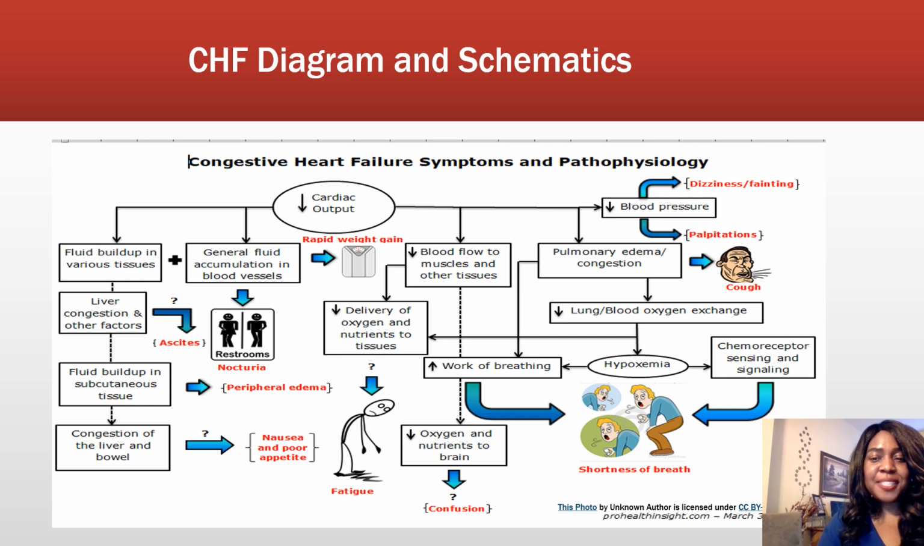CHF diagram and schematics. So below is depicted an all-encompassing schematic or list of CHF pathophysiology and clinical features or symptoms.